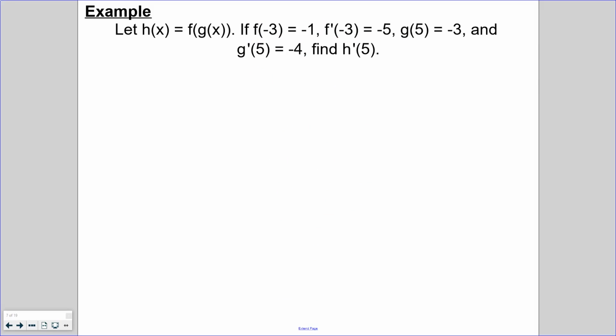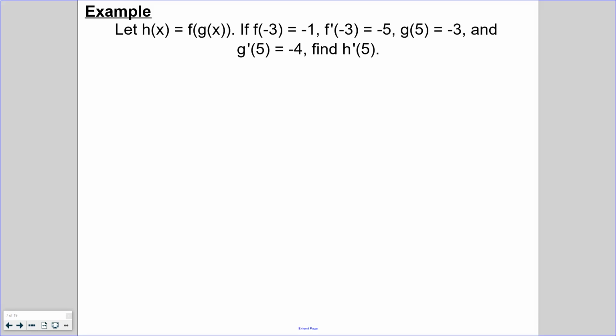All right, let's take a look at a similar example. So again, we're going to let h of x equals f of g of x. And we're told f of negative 3 equals negative 1, f prime of negative 3 equals negative 5, g of 5 equals negative 3, and g prime of 5 equals negative 4. And we're being asked to find h prime of 5.